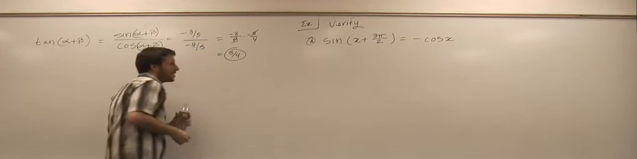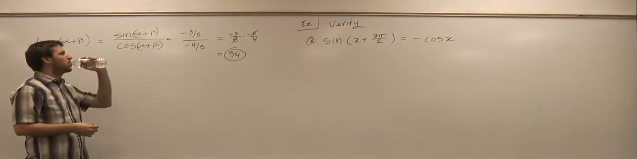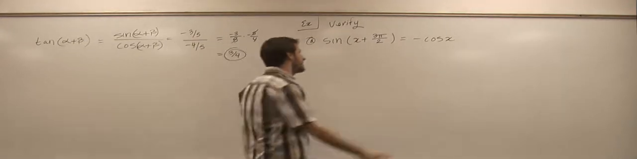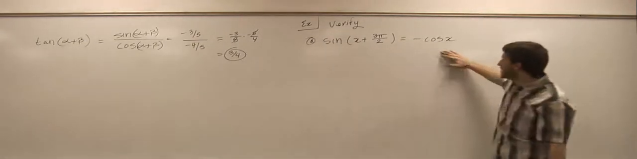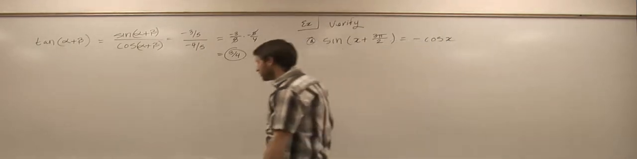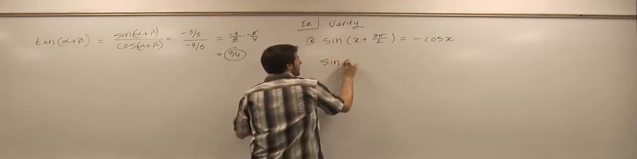So what side do you want to start on here? How can we start this proof? Let's start on the left, because there's not really anything you can do on the right. I mean, cos x is pretty much simple. But if you start with sine x plus 3 pi over 2, what can you do with that?